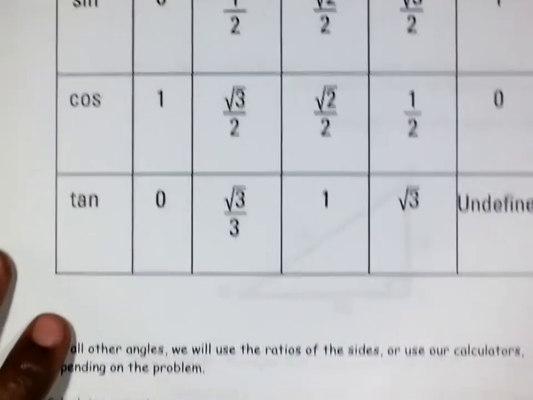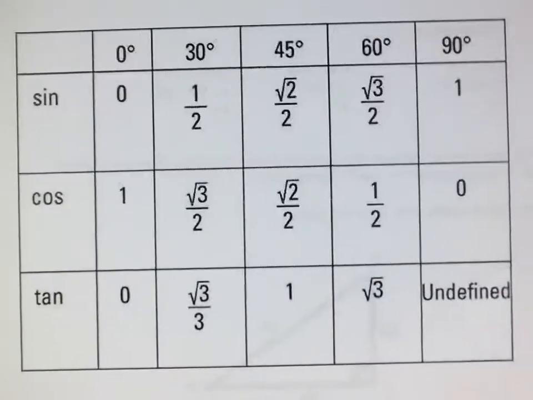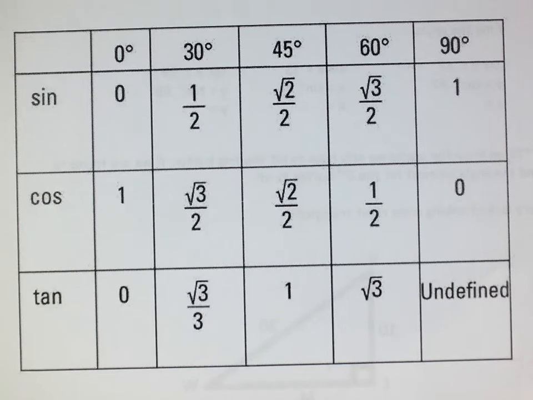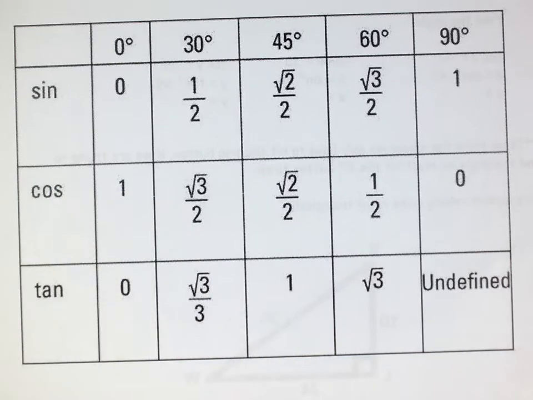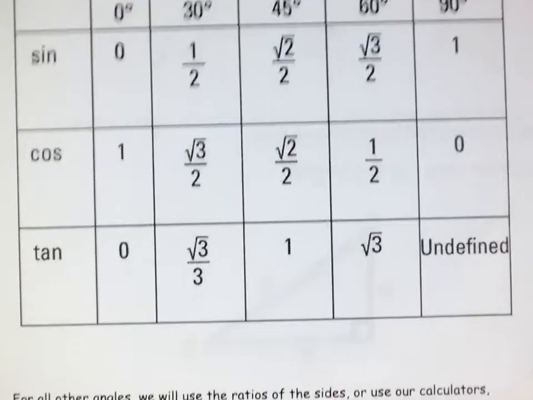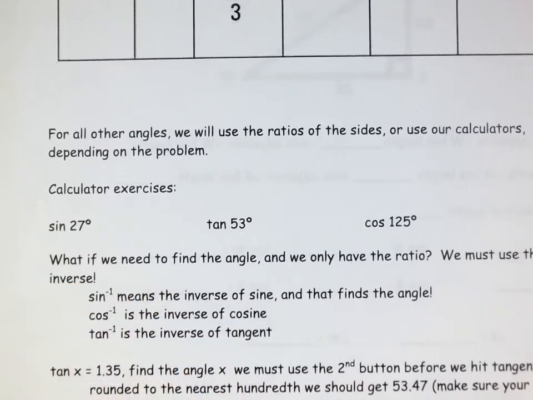On the next page, I have the chart of those ones that we just talked about, the 30, 60, 90, the 45, 45, 90, and then I have 0 in there. And this, again, it's in your best interest to try and memorize these because you'll be using them a lot in a lot of different math courses, and also in any engineering type courses you might take. So for all other angles, we use the ratios of the sides or we use our calculators, depending on the problem.